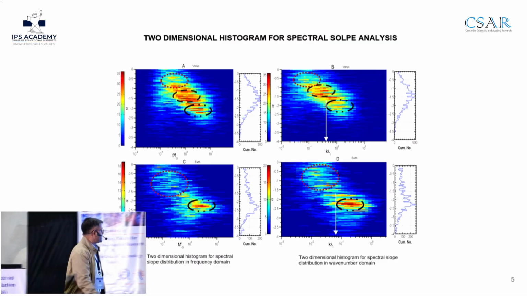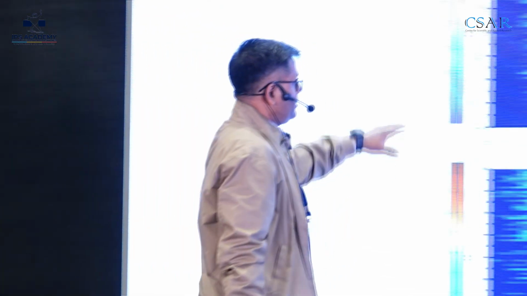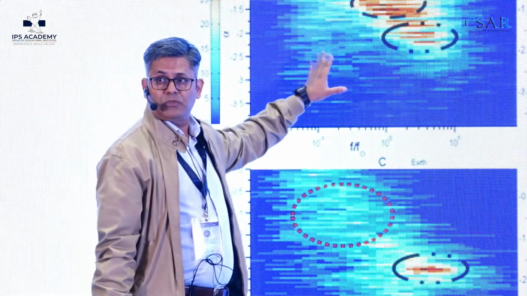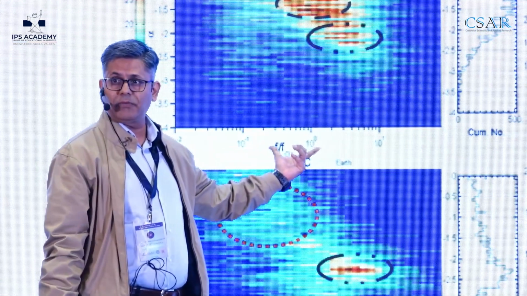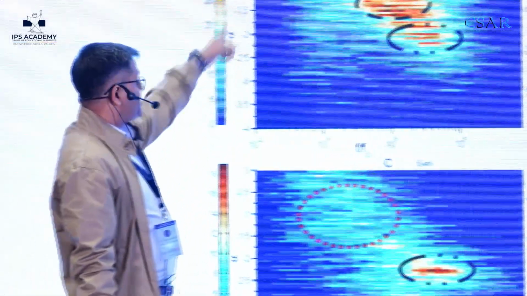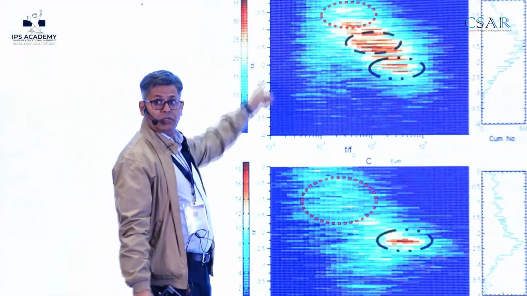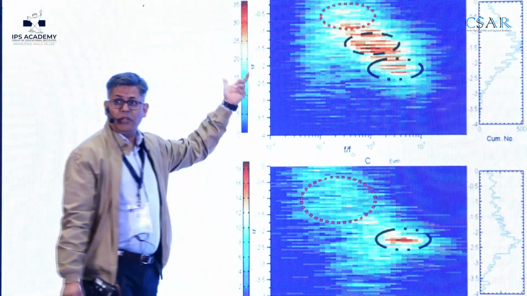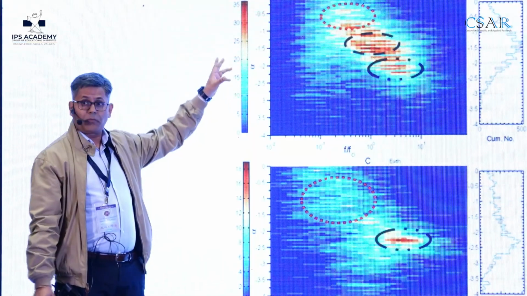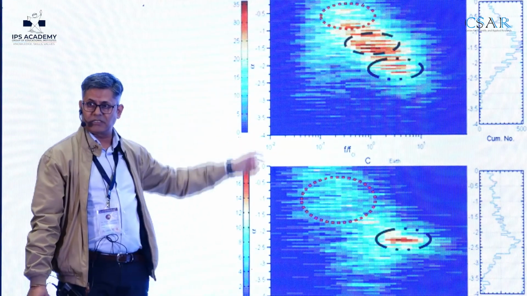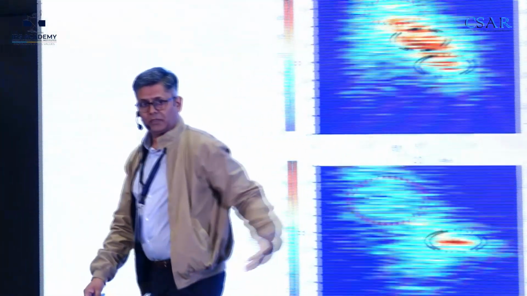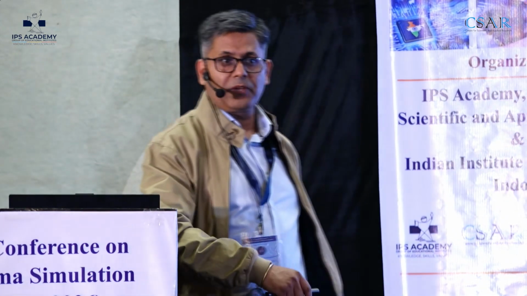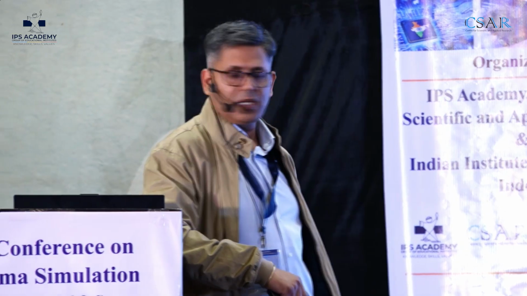What you see here is a 2D color-coded histogram, with the frequency shown in units of ion gyro frequency on the x-axis. The spectral slope distribution is shown on the y-axis, and the cumulative number of occurrences of different spectral slope values is shown with the color bars. The top panels are for Venus, the bottom panels are for the Earth. The left panels are in the frequency domain, the right panels are in the wave number domain.